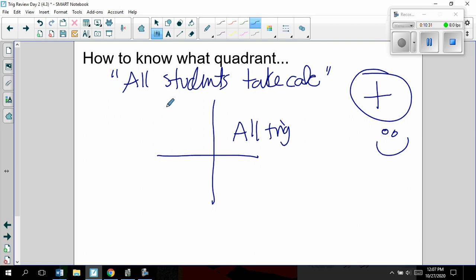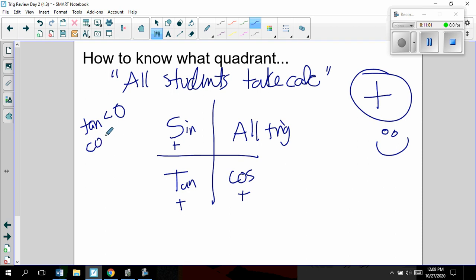In the second quadrant, S, Students, goes with sine. So your sine function is positive, the other ones are negative. In this quadrant, Take, so T or tangent, tangent is positive. And in this last one, Calc is cosine, and cosine's positive. So if I say, where is tangent less than 0 and cosine less than 0, those are both negative, so that would have to be the second quadrant, because sine's the only thing positive there.